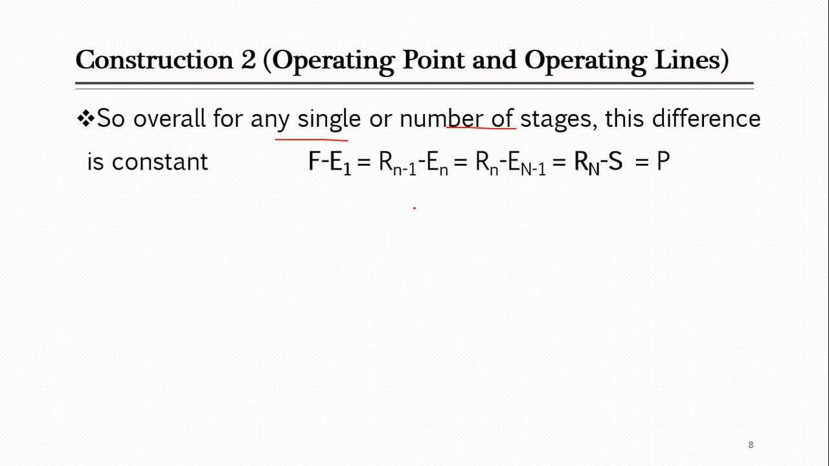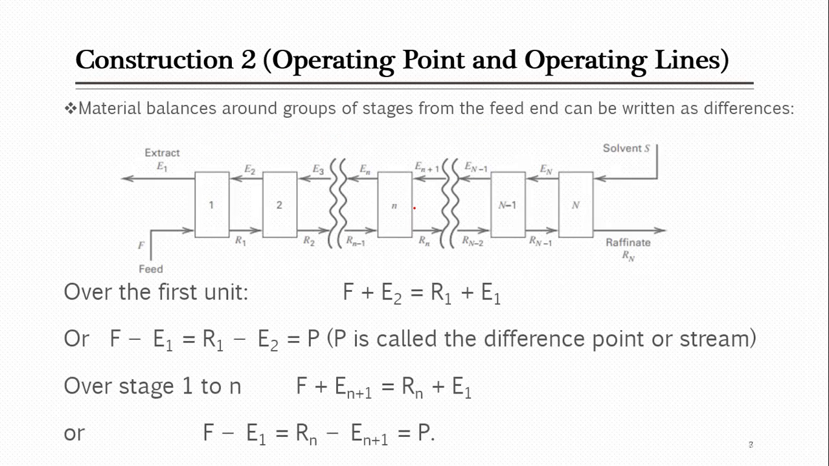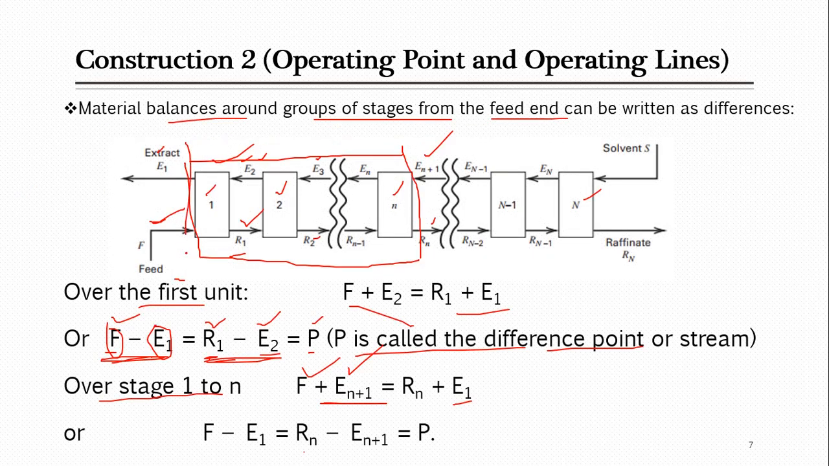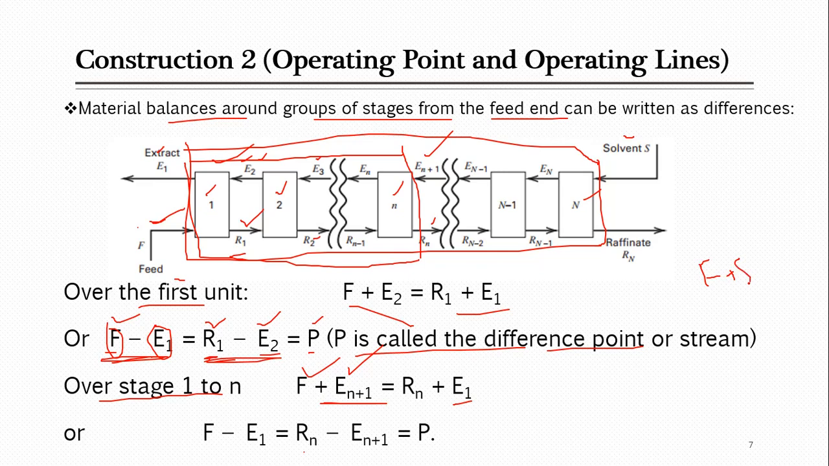So if I apply the balance from stage 1 to n capital, just look here, I see the whole system. I have n capital number of stages, so you apply the balance on this system. Now what you will see is that feed is entering, and as well solvent is entering. So it will be F plus S, and it is equal to what is leaving from here, the output, which is actually Rn plus E1.